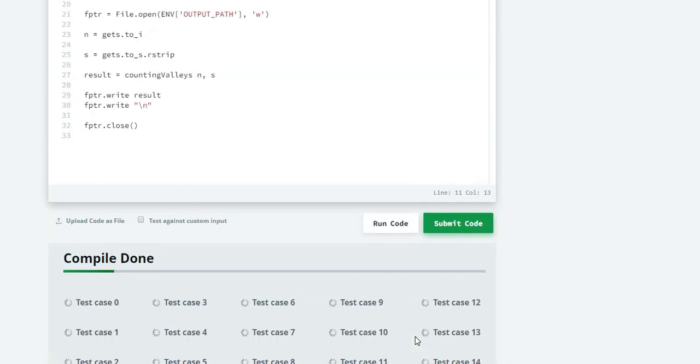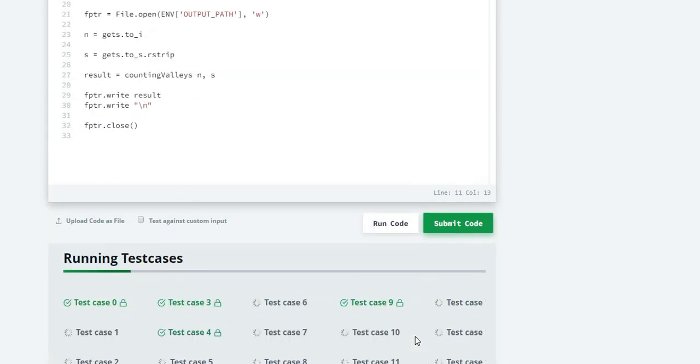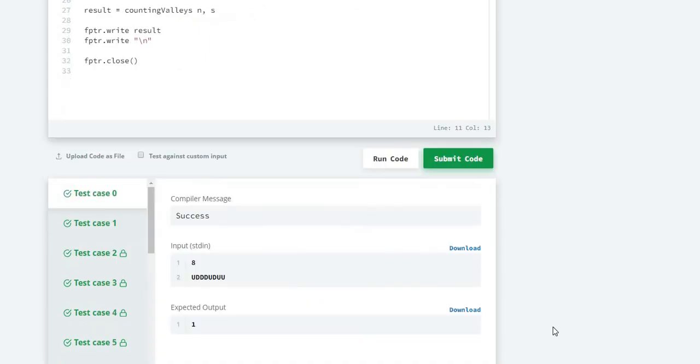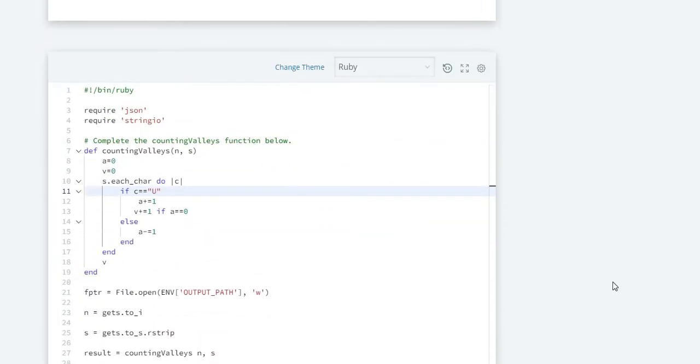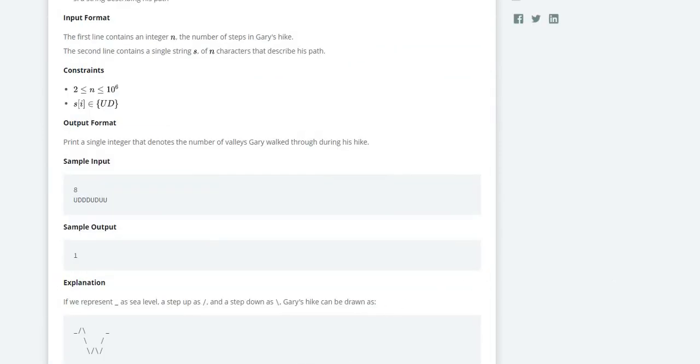Let's submit our code. We passed all the test cases. Okay, that's it for the Counting Valleys problem. See you in the next challenge.